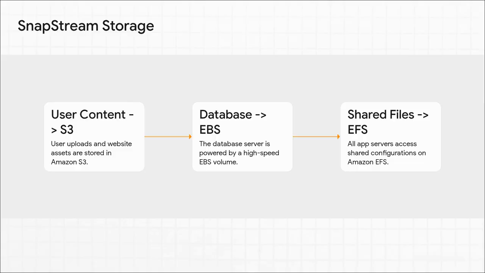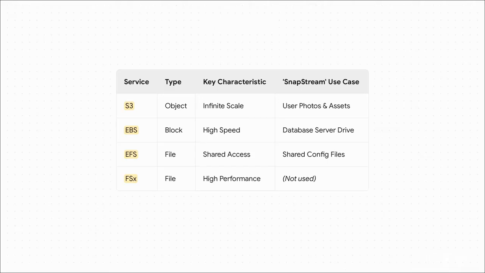It's perfect. And hey, to make this all super easy to remember, here's a little cheat sheet. Go ahead and screenshot this if you want. S3 is your object storage for anything you need to scale infinitely. EBS is your block storage for those fast, dedicated server drives. And EFS is your file storage for when you need to share files across a bunch of servers. Simple, clear, and really effective.